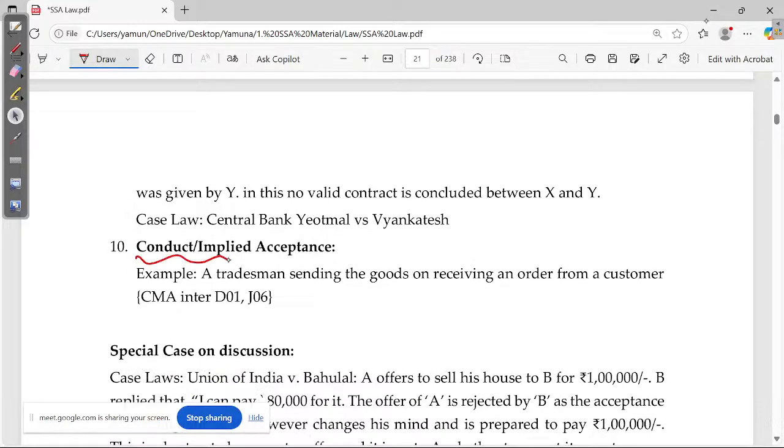Tenth one, conduct or implied acceptance. A tradesman sending the goods on receiving an order from a customer. You buy anything in Flipkart or Amazon. The person you're not directly contacting, there is a platform called Flipkart or Amazon. You're placing an order over there. He receives an order. He doesn't know who you are.